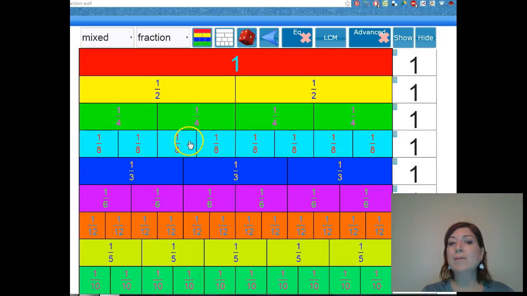Sometimes you can multiply the denominators. What's 4 times 3? It's 12. How many twelfths will make up 1/2? 1/12, 2/12, 3/12, 4/12, 5/12, and 6/12.